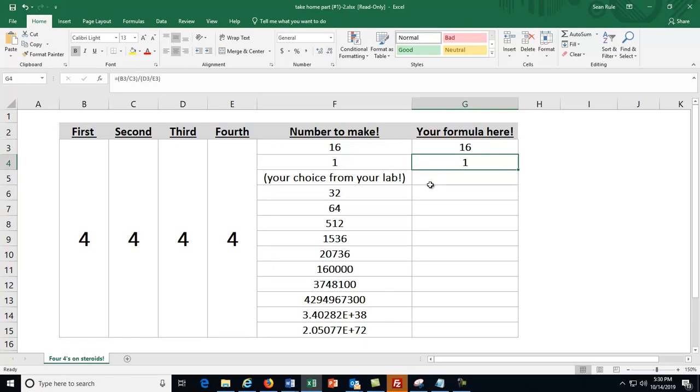Let's talk about some other stuff that you might have to use. Some of you, for example, used square roots. I'll give you an example.